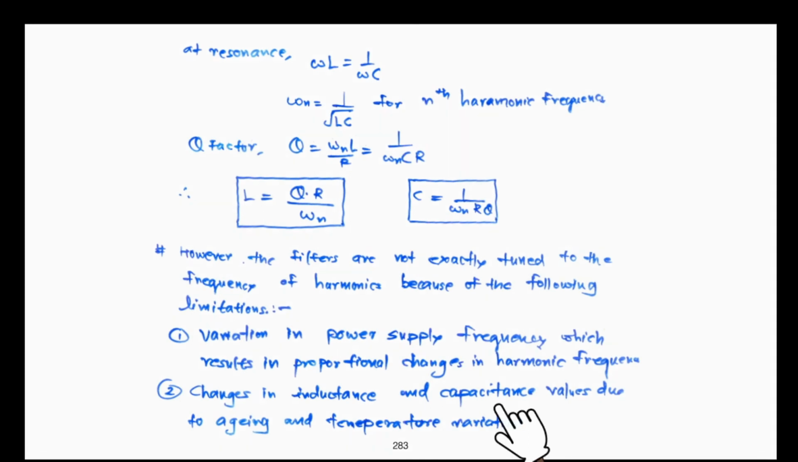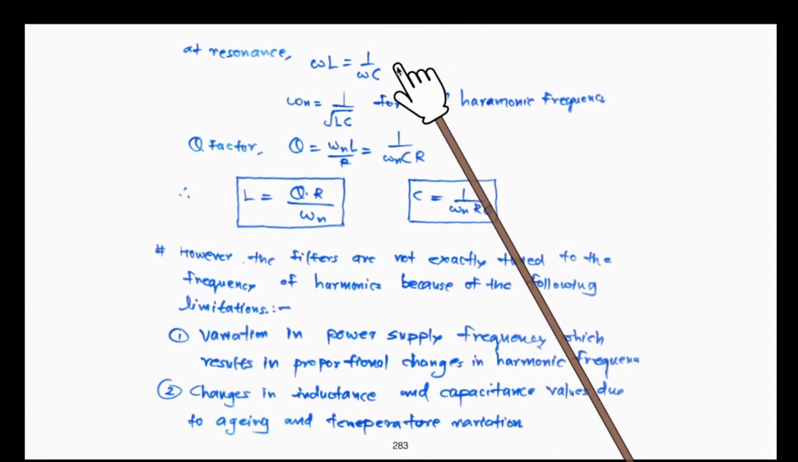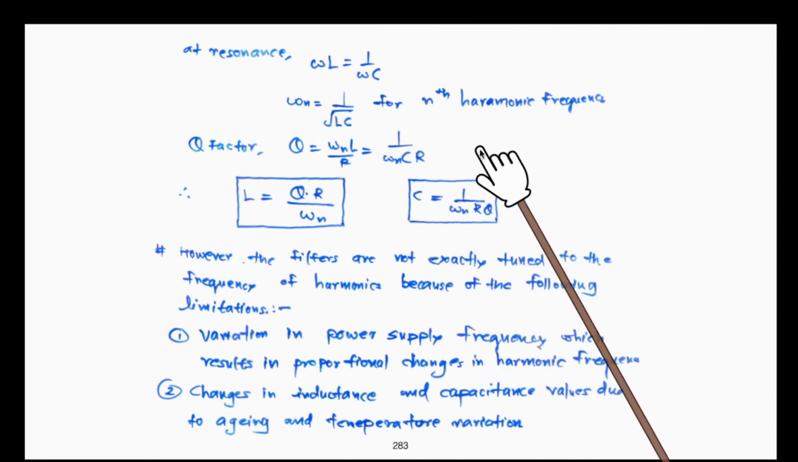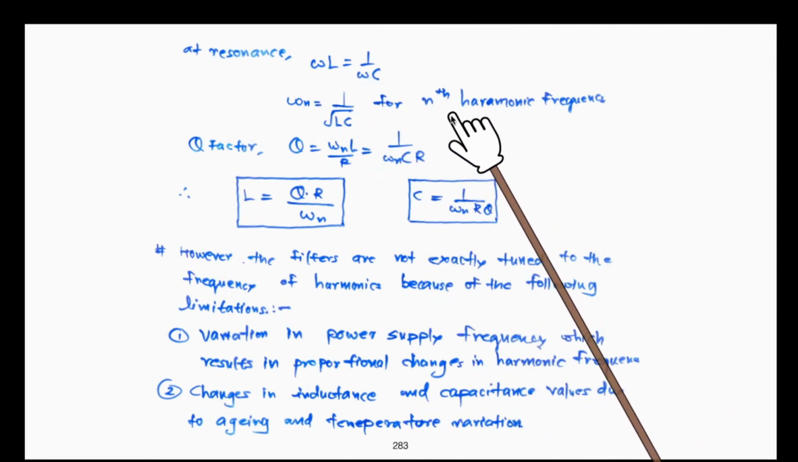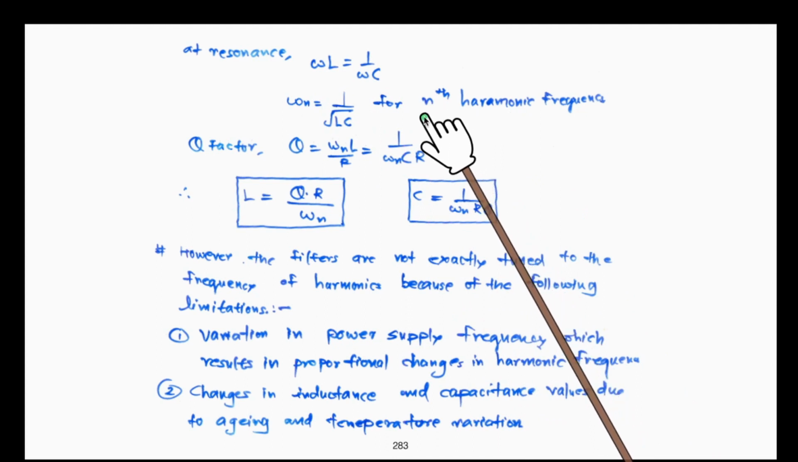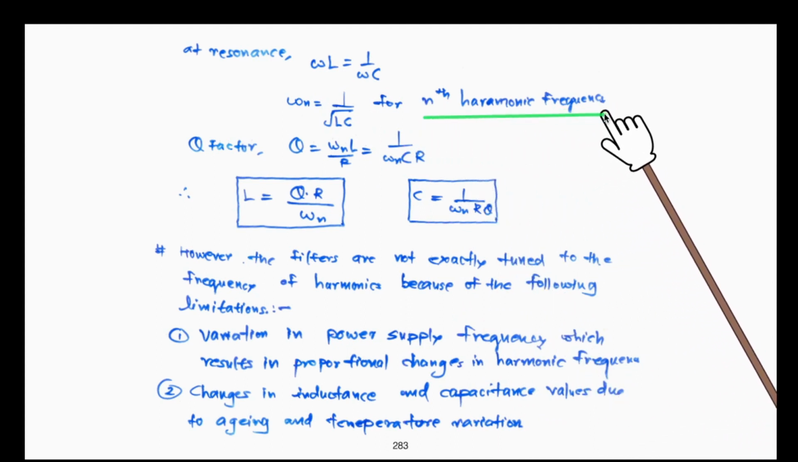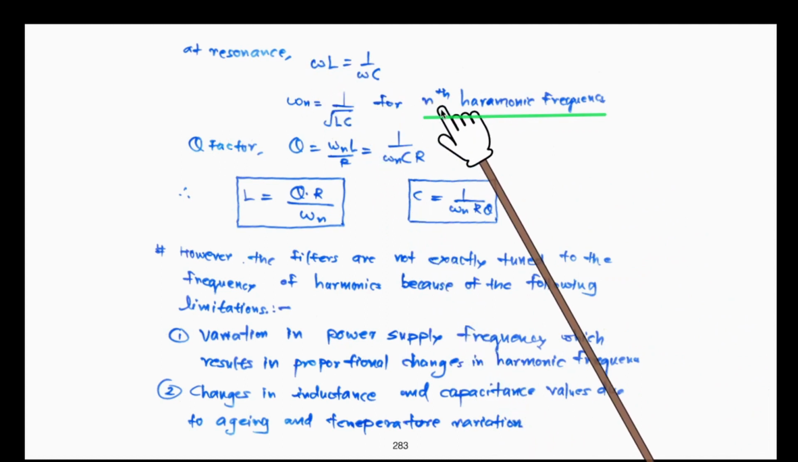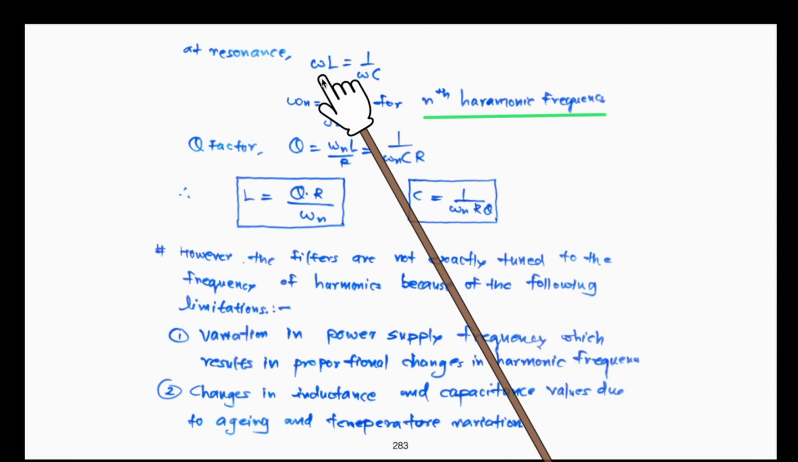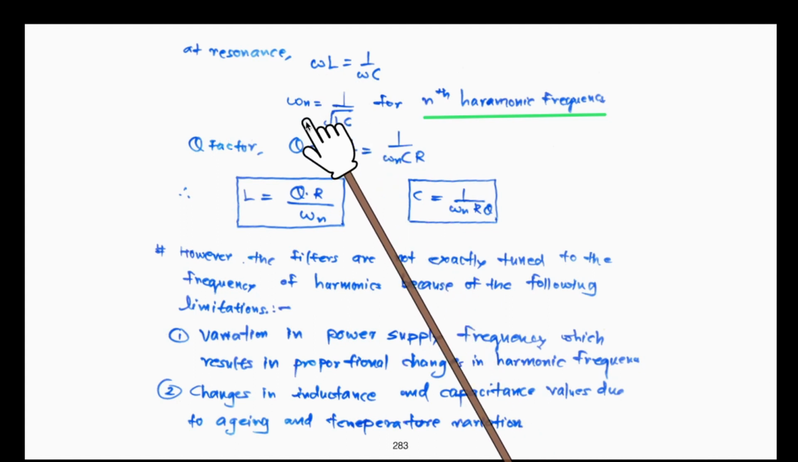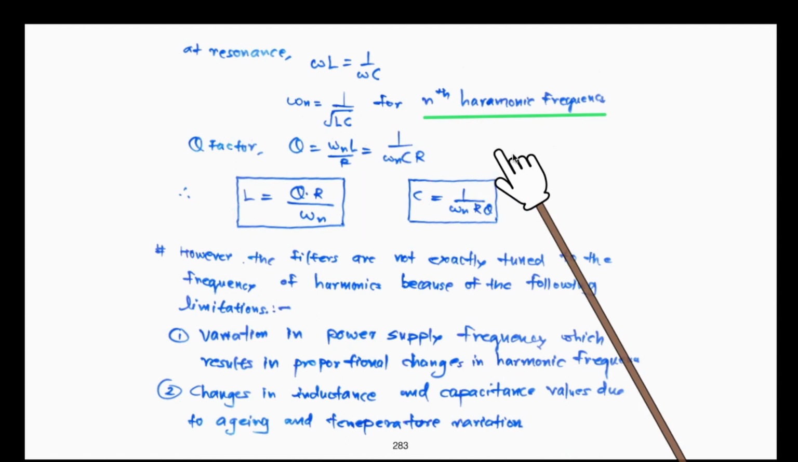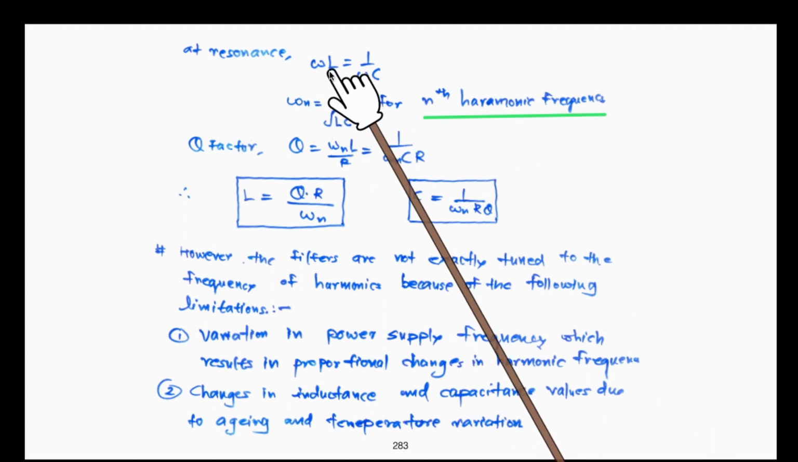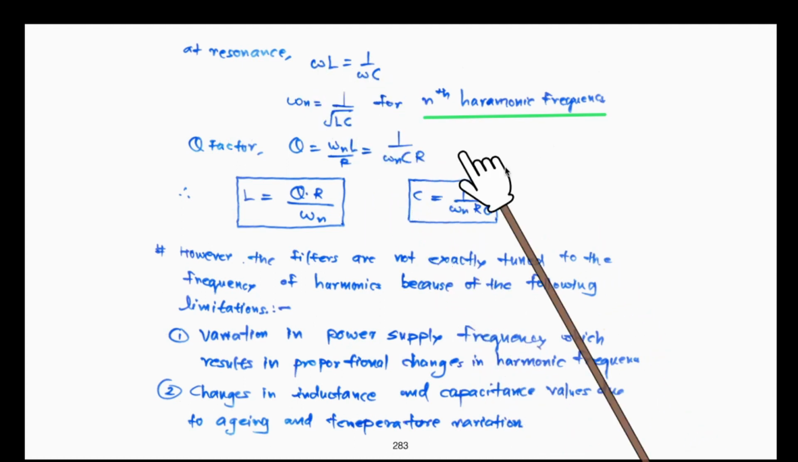Fine. So observe here, ωL is equal to 1/(ωC), but this will happen only for the nth harmonic frequency. We don't substitute ω equal to 2πf, where f is equal to 50 hertz. Rather it is the nth harmonic, let us say the 11th harmonic. So it will be 2πf for the 11th harmonic, that is 11 times 50. So when substituted, it will be ωn equal to 1/√(LC), isn't it? So we solve this equation and arrive at the condition for resonance.